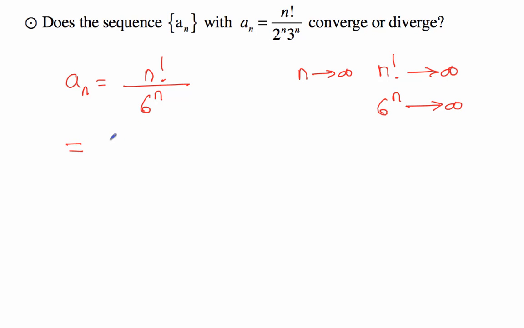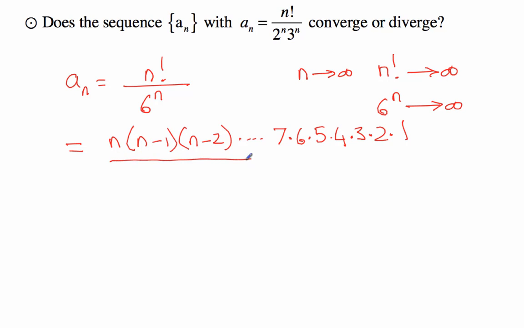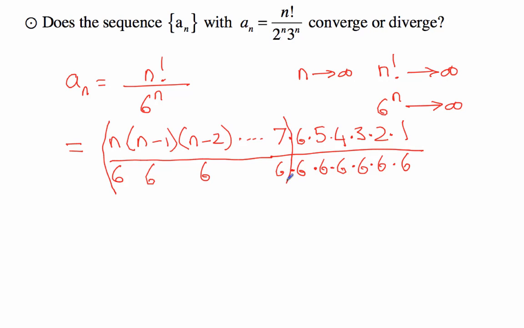Let's do the following. Write n factorial in the following way. n times (n-1) times (n-2), etc., all the way up till 7, then 6, 5, 4, 3, 2, and 1. This has to be divided by 6 to the power n, which means we've got to have 6 here, 6 here, 6 here, and then 6, 6, 6, 6, until the last one here. So, now we have a product of 6's below and a product of integers up above. Let's separate this into two parts. So, there's this part until 7, and then there's this part after 7.